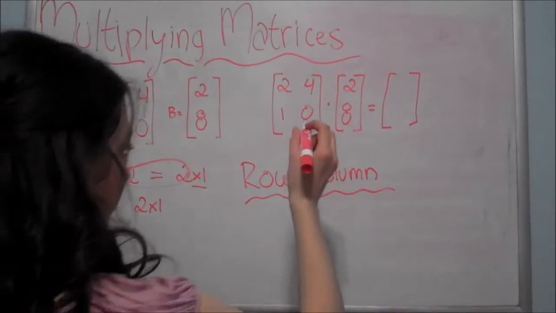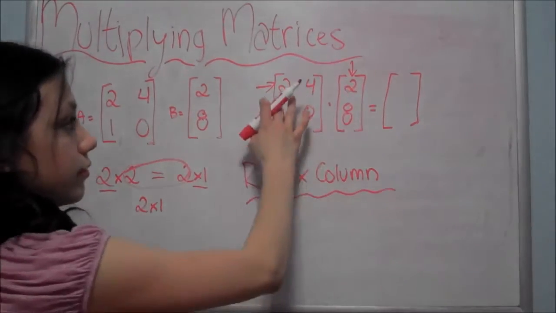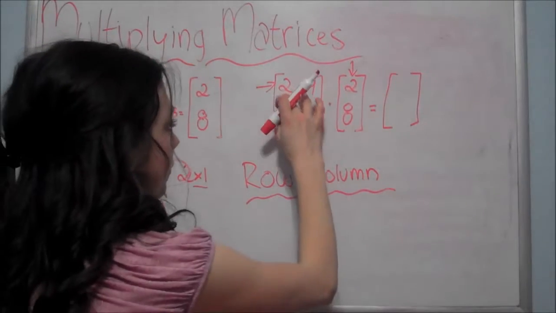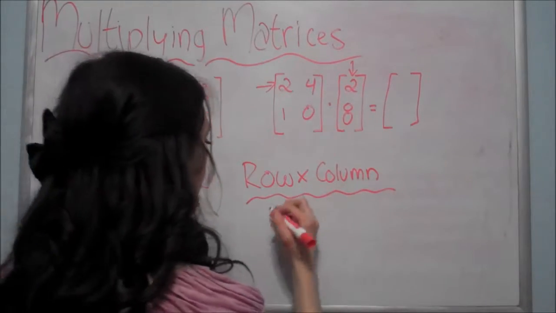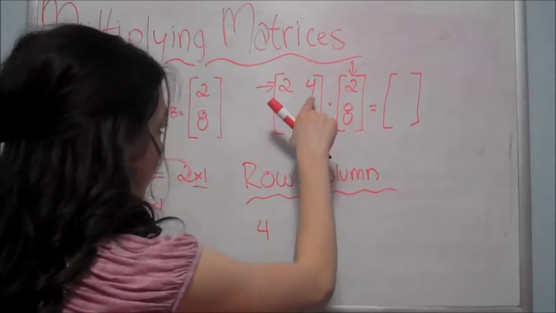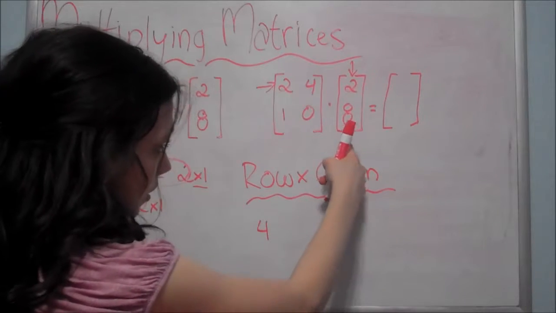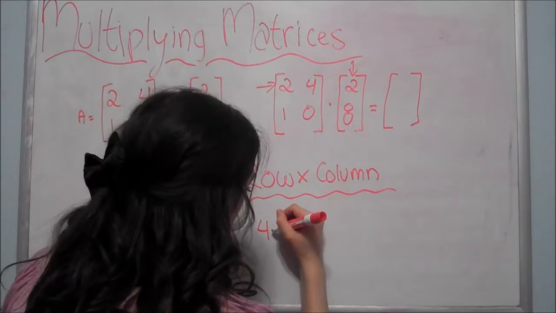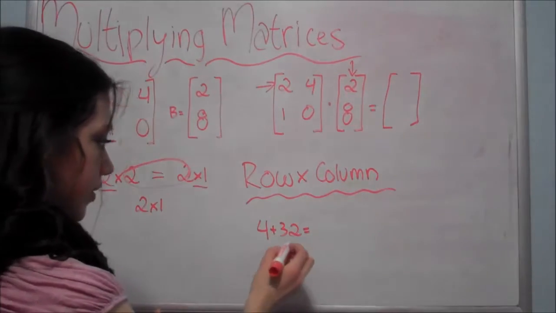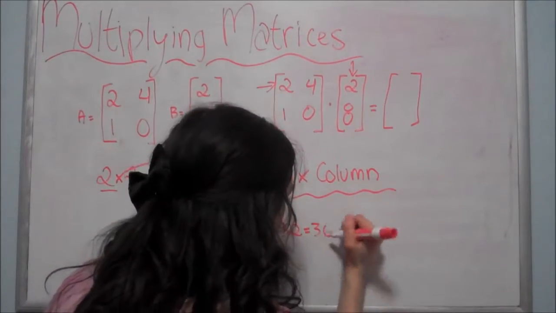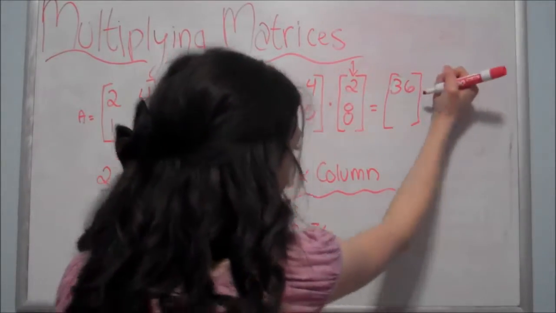Okay, so this is the first row, and this is the first column. So we're going to multiply the corresponding ones together. The first in the row is 2, and the first in this column is 2. So you multiply them together: 2 times 2 equals 4. Then we take the second and the second: 4 times 8 equals 32. So 4 plus 32 equals 36. So we know that the first thing that's going to go in there is a 36.